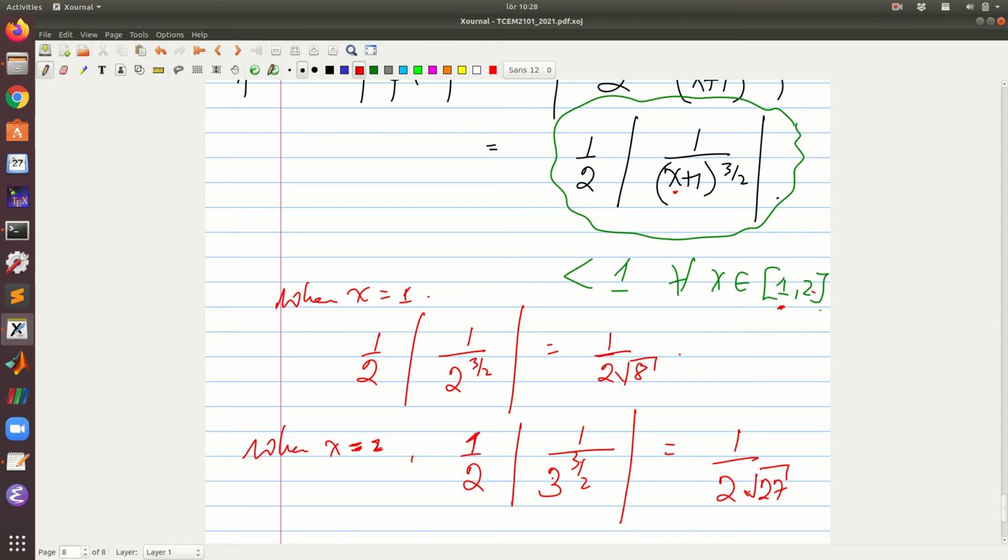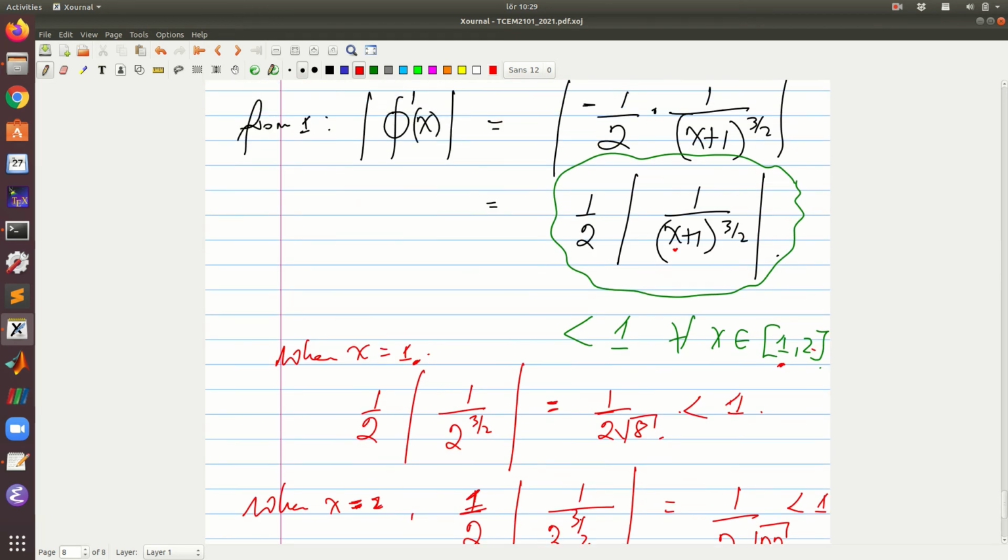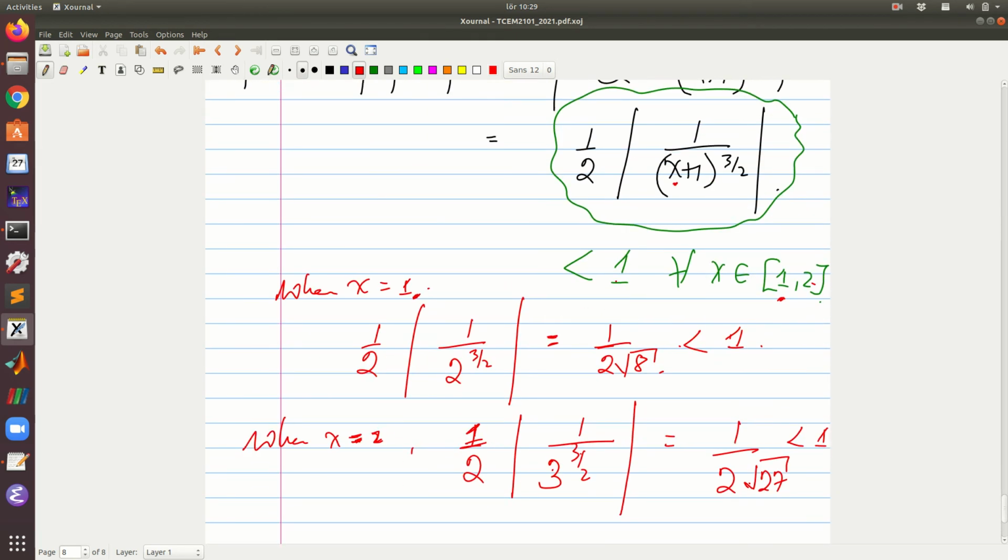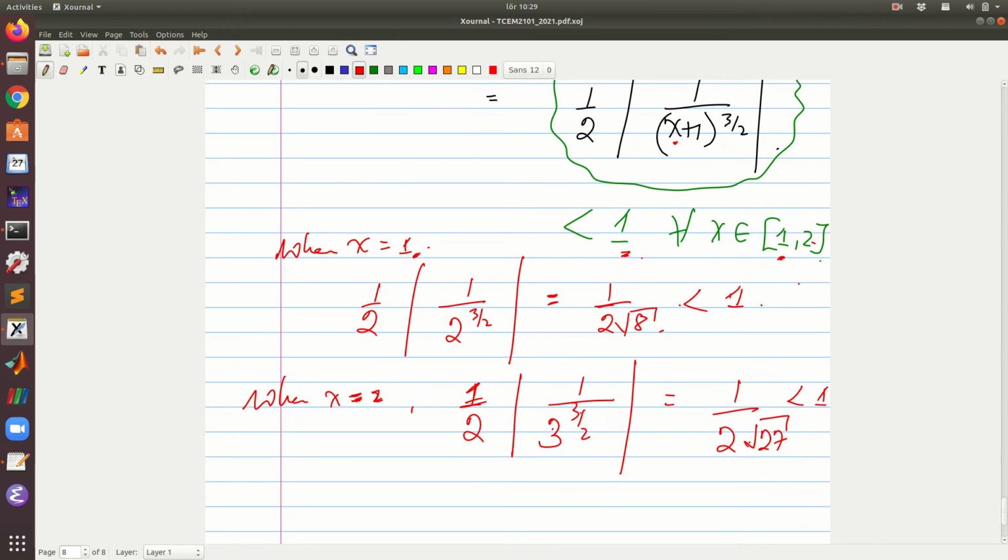Okay, so if this function here, like we said, is continuous, is well behaved, and is either increasing or decreasing, then if one of these end values gives you this which is less than 1 and this which is less than 1, then I think we are safe to say that this function here is less than 1 for all values of x in that interval.